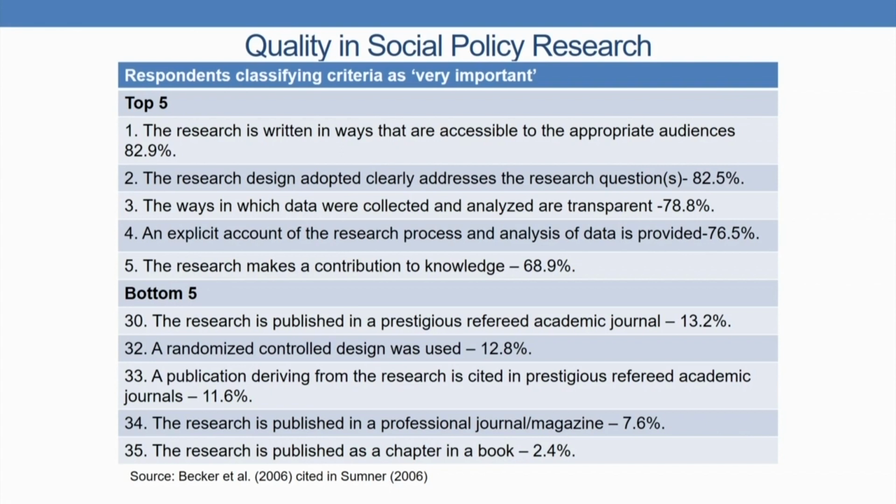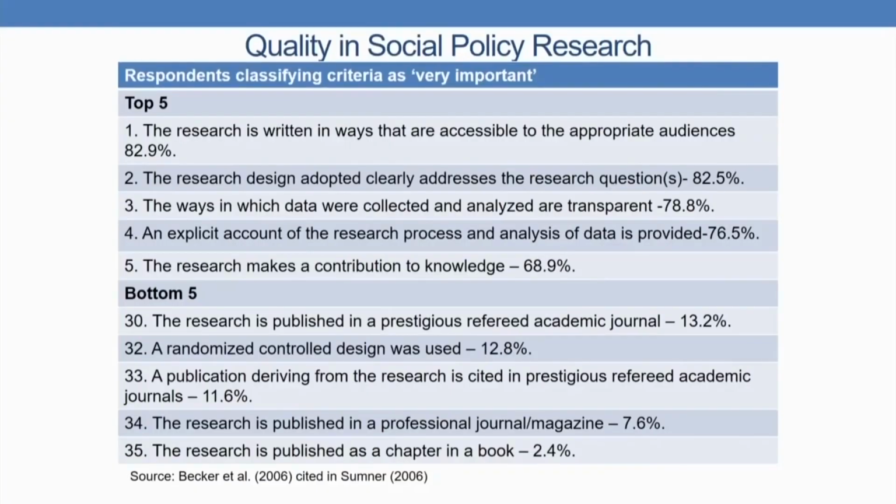We spent some time in the last lesson on production of knowledge and how different research methods contribute. One of the goals of these different research methods is to contribute to knowledge. And strikingly, looking at the bottom 5 answers, only about 13% responded that research published in a prestigious refereed academic journal would suggest that it is quality social policy research.